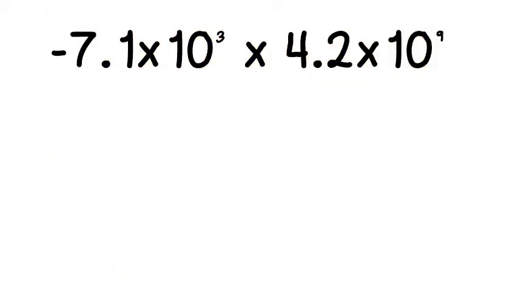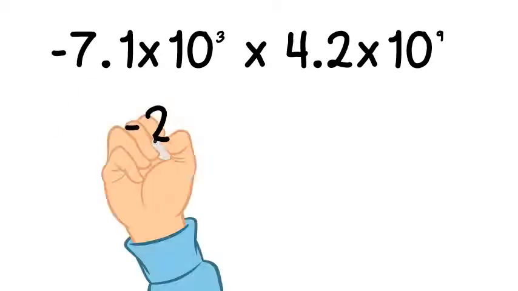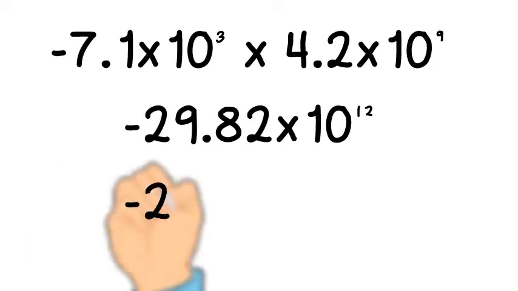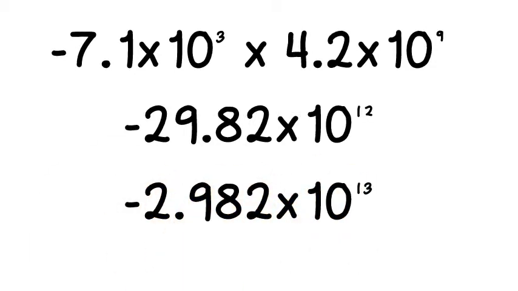In this example, we're going to do the same thing, but we're just going to move it in our head. So we're going to take negative 7.1 times 4.2, and then 10 to the third times 10 to the ninth. So we get negative 29.82 times 10 to the 12th, which is not in scientific notation. So we needed to make the factor smaller, so then the exponent will go up. And that's our final answer.